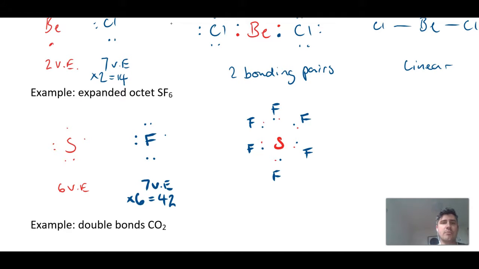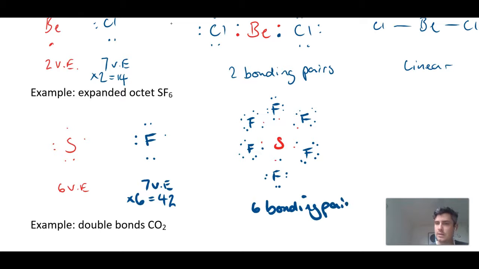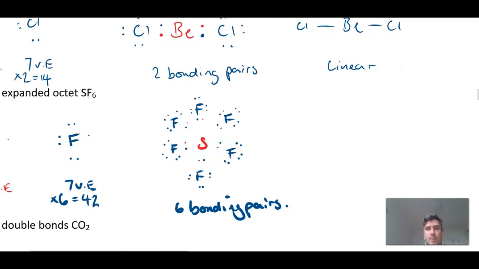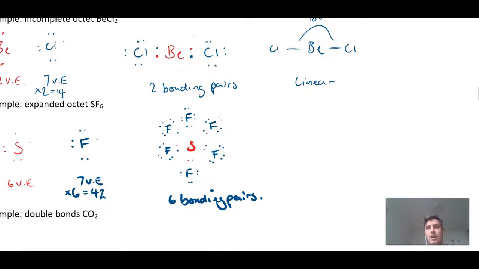So that's going above the regular 8. This is possible for larger elements. If I just put the rest of the lone pairs on there to complete the diagram, and then what we're going to do is do the 3-dimensional diagram. So in this example, I have 6 bonding pairs. Okay, it's important to check the electrons, and I have the full number there of 48 electrons.